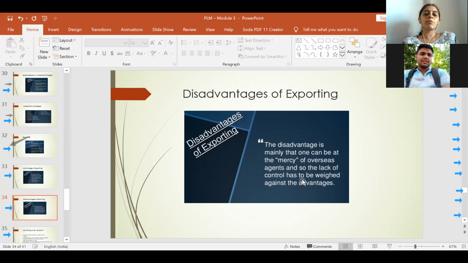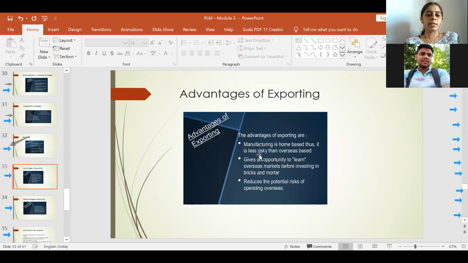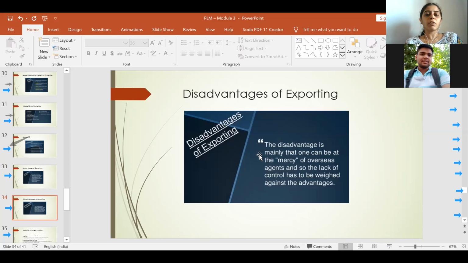So it is always better to go with global partners, or some memorandum of understanding with companies in foreign countries who are related to your area of work. Then you can enjoy the advantages of exporting, or else you will fail with some disadvantages related to exporting concepts.